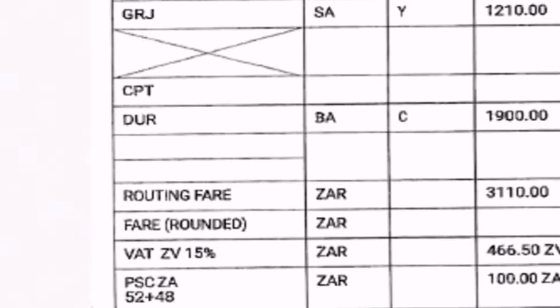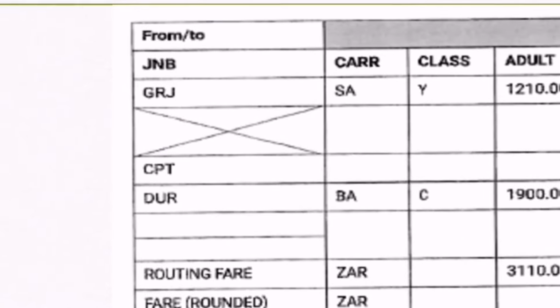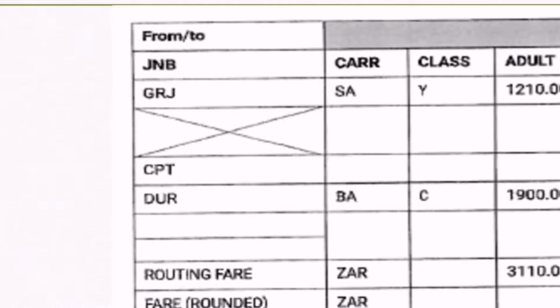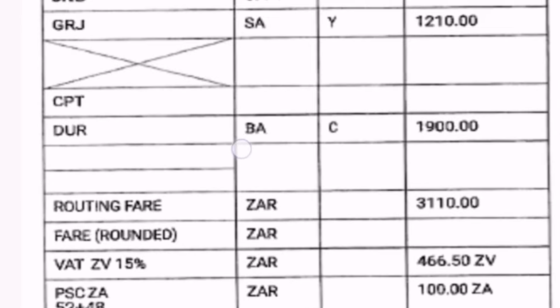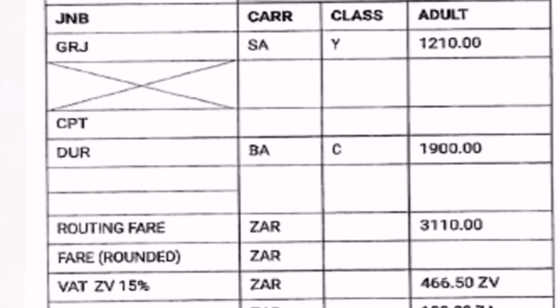Cape Town to Durban, and it is using British Airways Class C and was then charged 1,900. Now this is your second sector. Then after charging your second sector, please take note of how the sector Cape Town to Durban using British Airways Class C is written, because it is very important to get the formatting correctly.